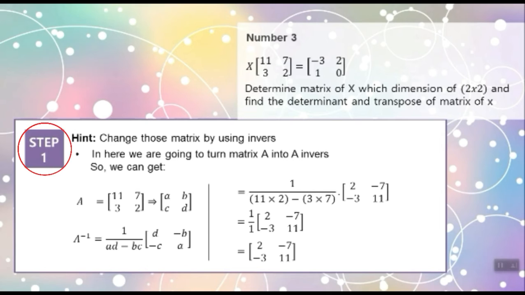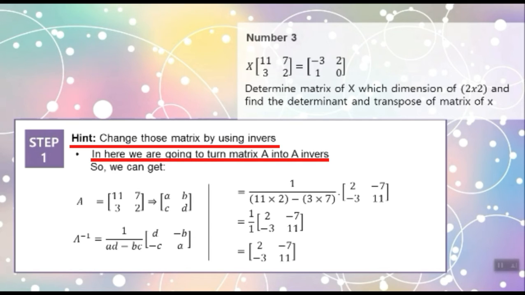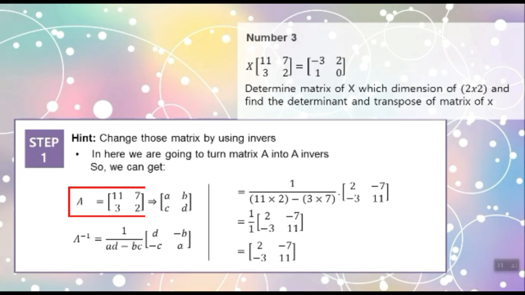In step 1, we have a hint: change those matrices by using the inverse. Here, we are going to turn matrix A into A inverse. So matrix A equals [11, 7; 3, 2], where 11 is a, 7 is b, 3 is c, and 2 is d.